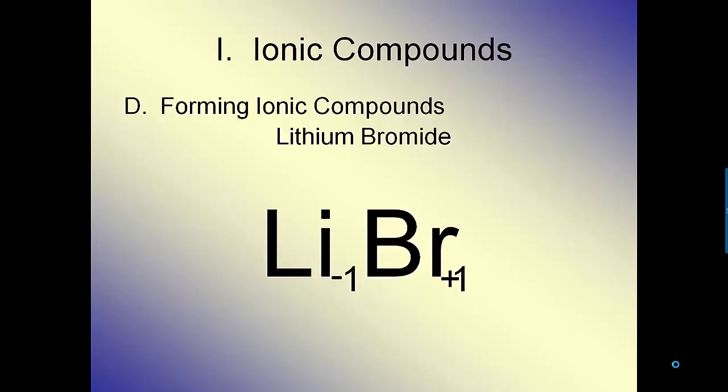Now, whenever you've seen a compound written before, you'll notice there's never positives and negatives written anywhere. So we're going to get rid of those positives and negatives right now. And you can see that my compound is now Li1Br1. But because in chemistry, ones are not always necessary, we're going to take them out. And that's the compound. The compound is lithium bromide, LiBr.